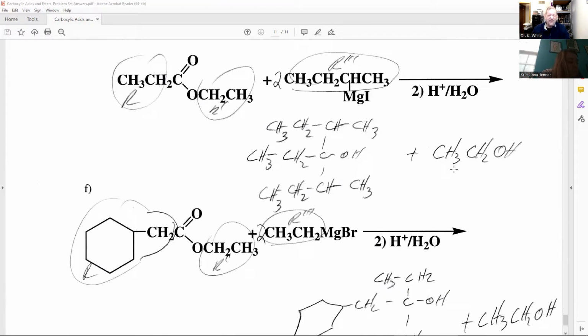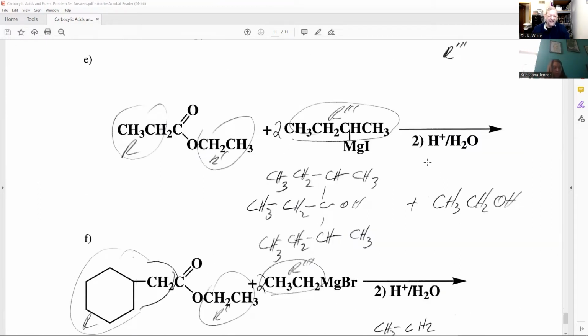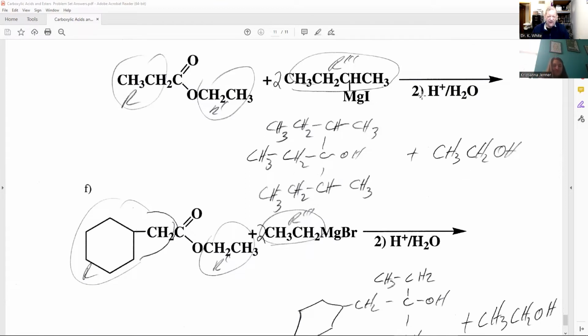And if you notice, Dr. White had a lot of fun with E. Here, R is ethyl. We have an ester, Grignard. R triple prime is pretty complex. By the way, that's called a sec-butyl group, which I didn't teach you. And here are the 2 alcohols, and the key alcohol is the first one. Look how complex that is.